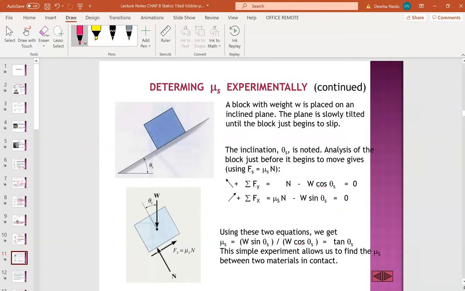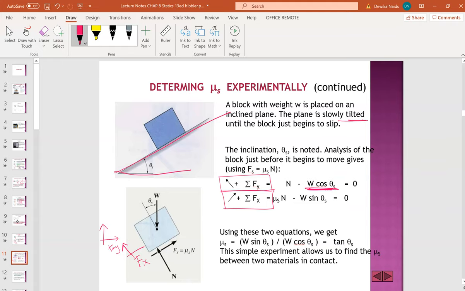Next slide. What happens if the block is on an inclined surface? This is a very common exam question. It's tilted, so what do you do? The weight component comes in, W cos theta. It is easier to keep your plane tilted. Instead of drawing straight, you draw it tilted this way, so this is your Fy and this is your Fx.